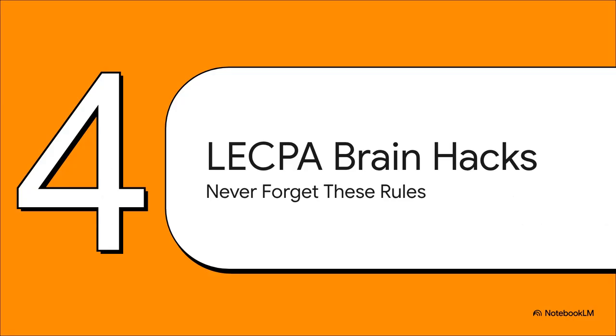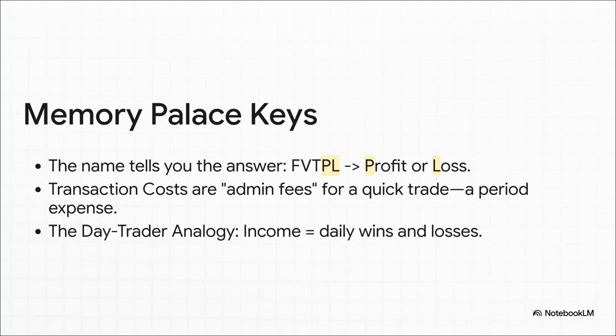So we've got the rules. Now let's make them stick like glue. This is where we actually build that 3-year memory palace. Here are your brain hacks. First, the name literally gives away the biggest secret. FVTPL. It tells you that all the changes go to profit or loss. It's right there. Second, for transaction costs, just think of them as annoying little admin fees for making a quick trade. They're not part of the investment's real value. They're just a cost of doing business in that period.